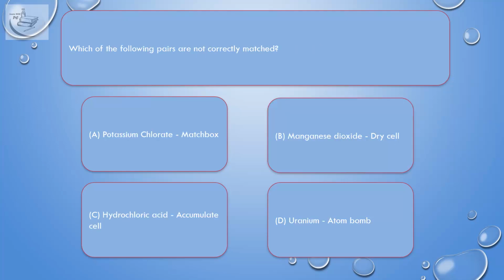Question: which of the following pairs are not correctly matched? A. Potassium chlorate, matchbox. B. Manganese dioxide, dry cell. C. Hydrochloric acid, accumulator cell. D. Uranium, atom bomb. Correct answer is A. Potassium chlorate, matchbox.